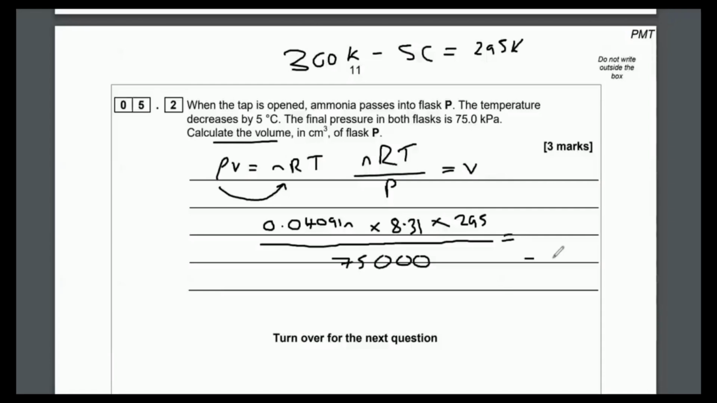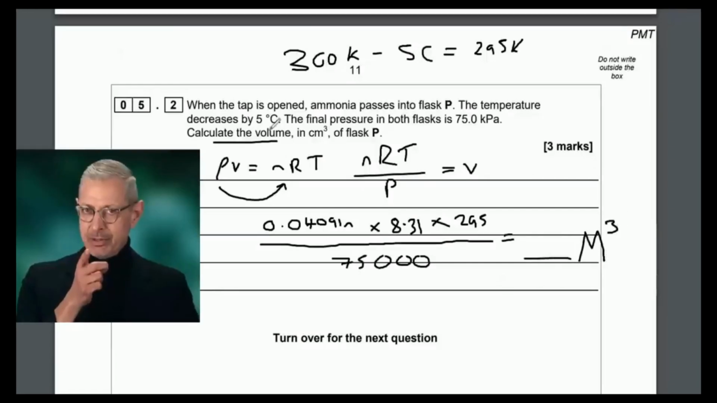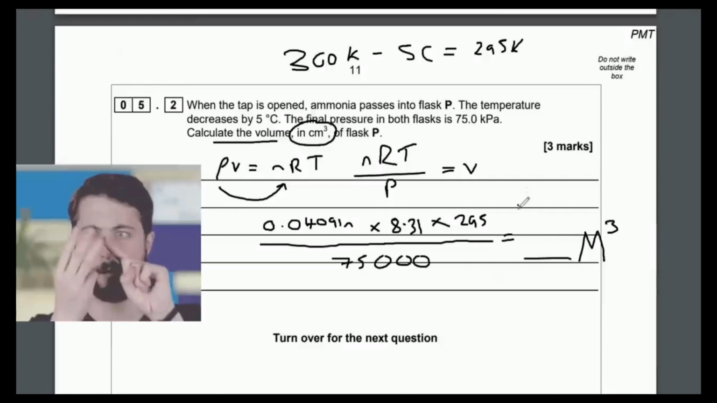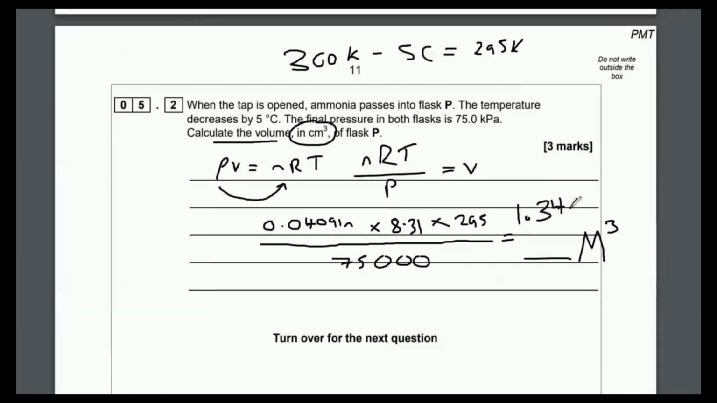But bear in mind, the volume we calculate is in meters cubed and they want our volume in centimeter cubed. So let's zing, zing, zing this. Let's smash this in the calculator, and I get 1.34 times 10 to the minus 3. So I think that's going to have got us 2 marks already. One for that. Okay, let's say that's got us 2 marks.